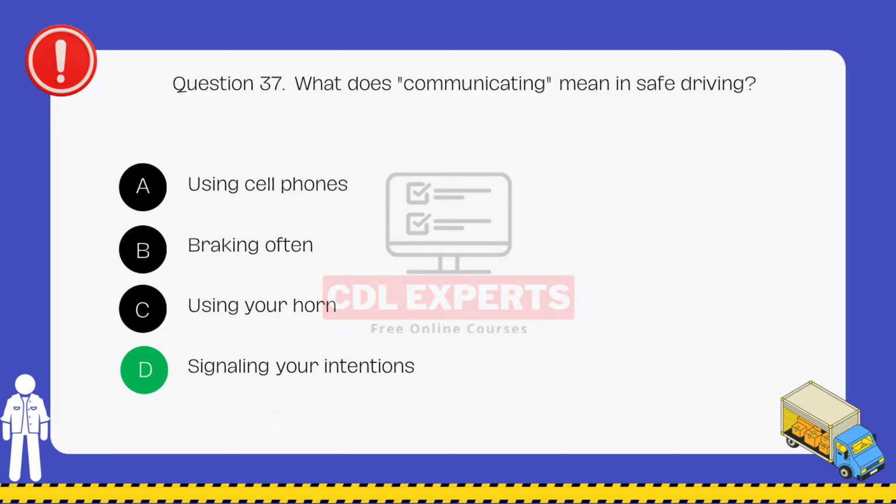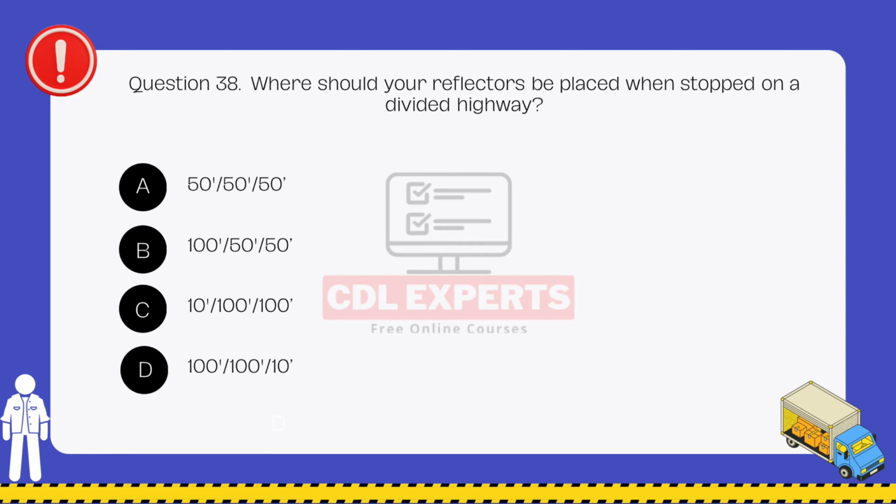The correct option is D. Where should your reflectors be placed when stopped on a divided highway? A, B, C, or D?